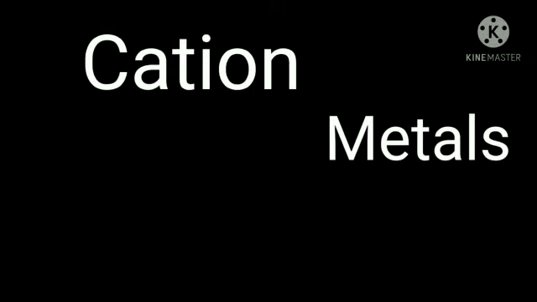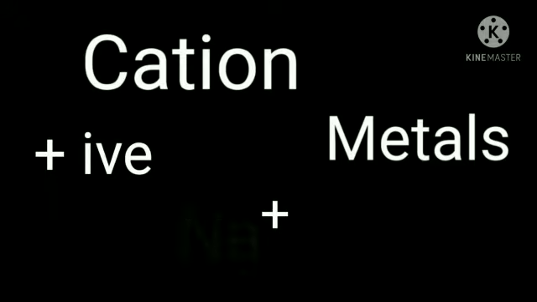The first term is cation. Cation is formed by the type of element that is metals, so it forms a positive charge. Example, Na+. A cation is formed by metals and it produces a positive charge.